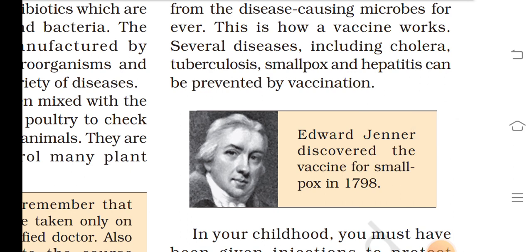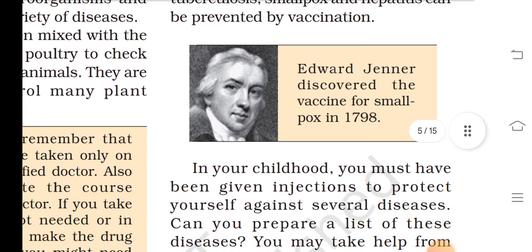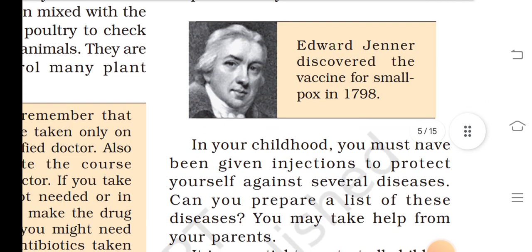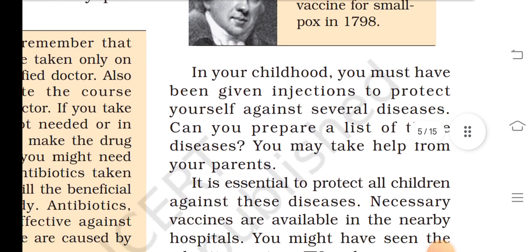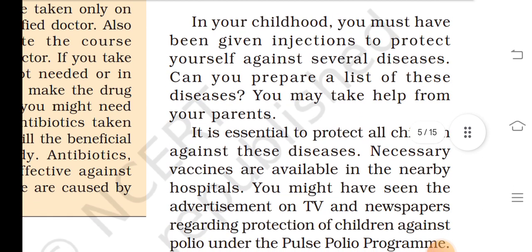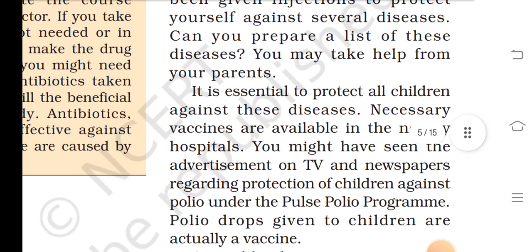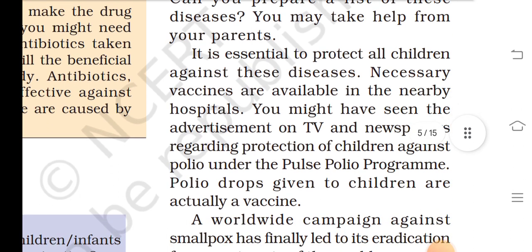Several diseases, including cholera, tuberculosis, smallpox, and hepatitis, can be prevented by vaccinations. Edward Jenner discovered the vaccine for smallpox in 1798. In your childhood, you must have been given injections to protect yourself against several diseases. Can you prepare a list of these diseases? You may take help from your parents.